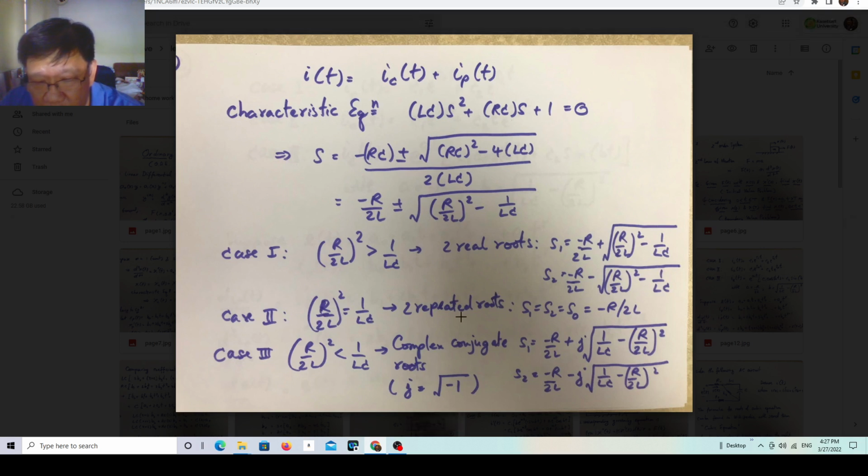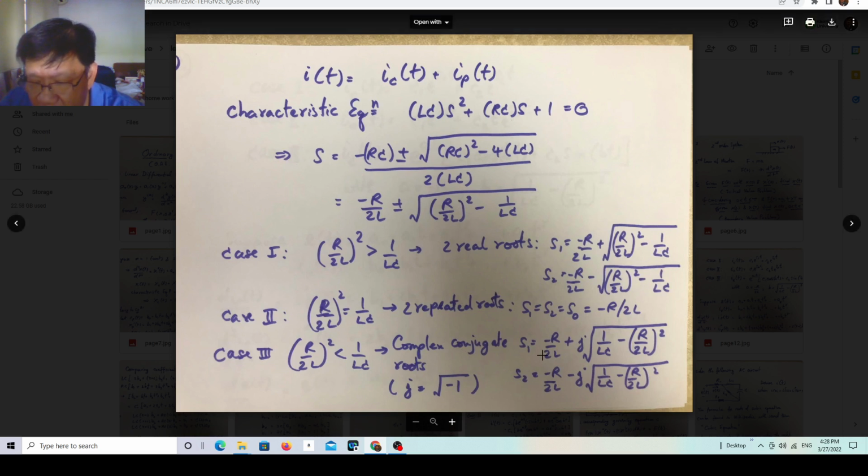Therefore, you have 2 repeated roots, which is only this term, minus R over 2 times L. And the third case is that the value within the square root is a negative value. If it's negative, it becomes what we call the complex conjugate root. Suppose j is equal to square root of minus 1.